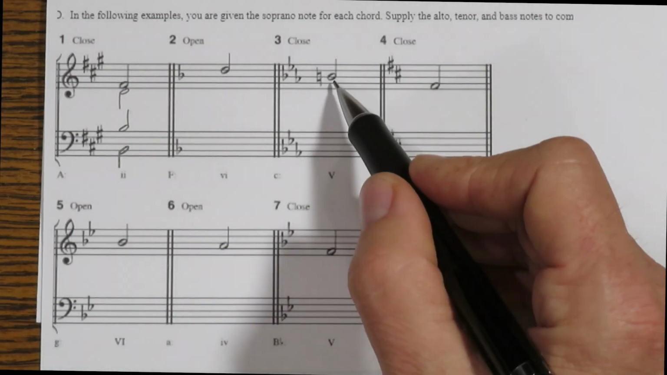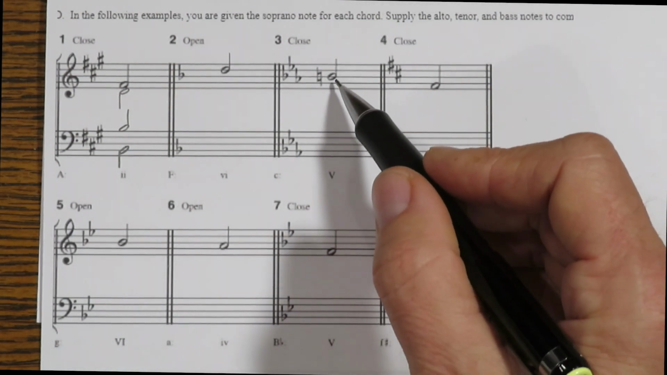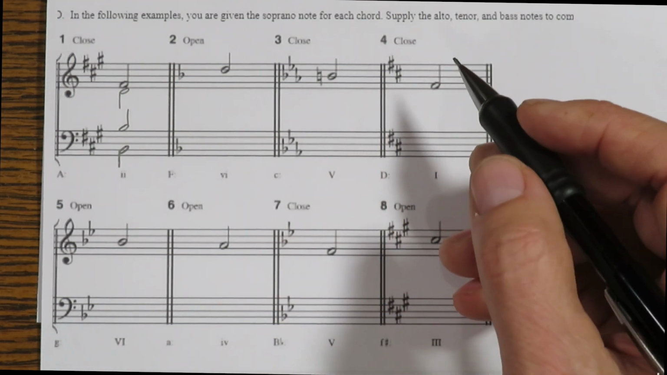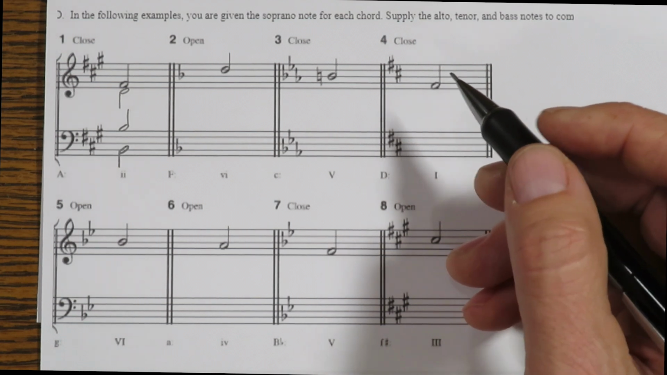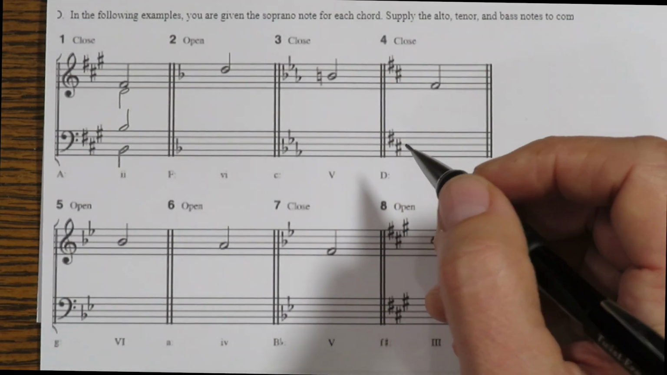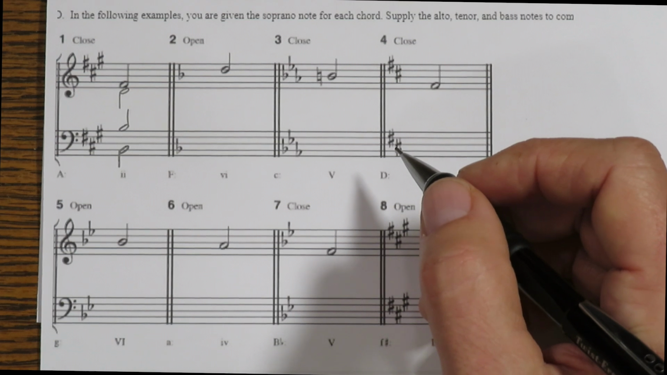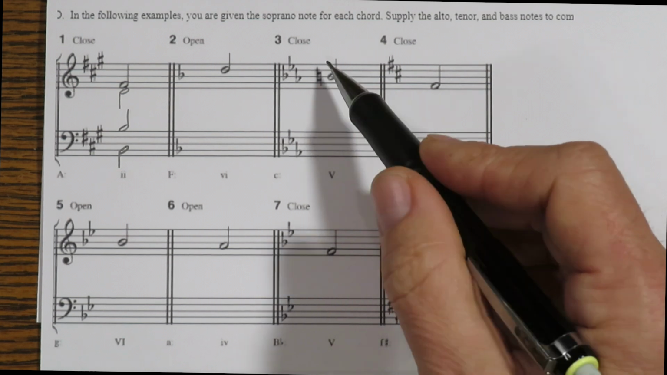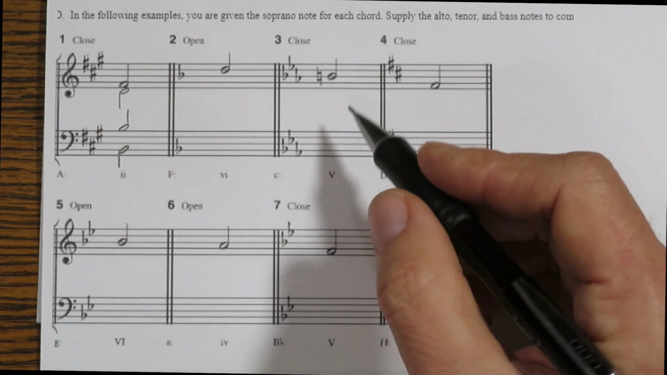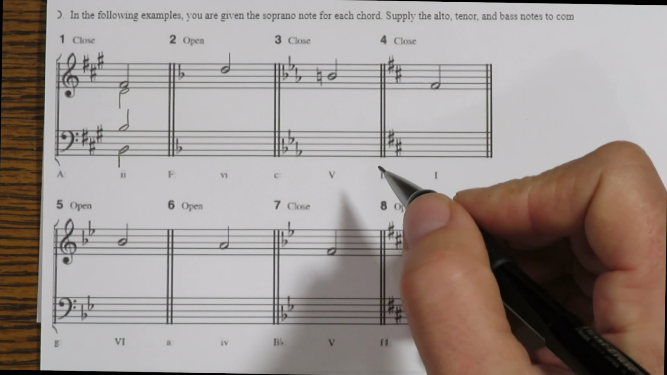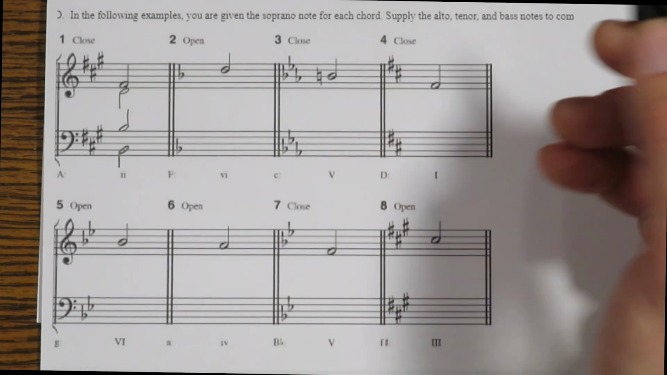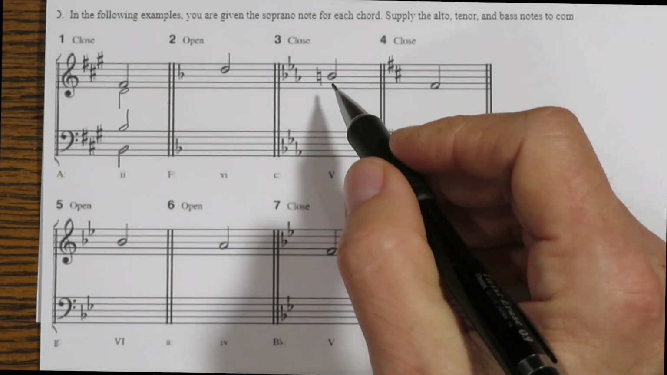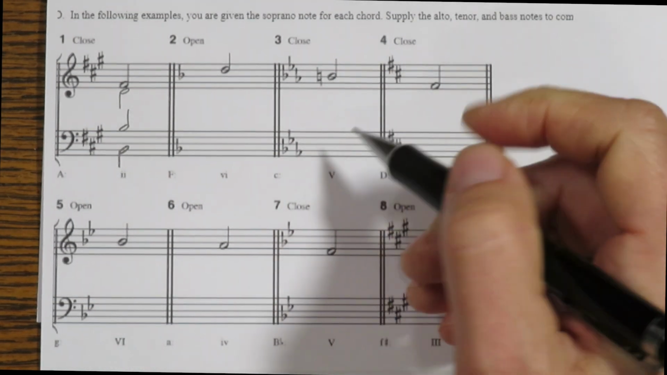And they already did that for us here. We have the B natural. So we need a D and 2 G's. Okay, and this also, we need to have this as a closed structure. So that's going to make it a little more challenging. So we need less than an octave between soprano and alto.